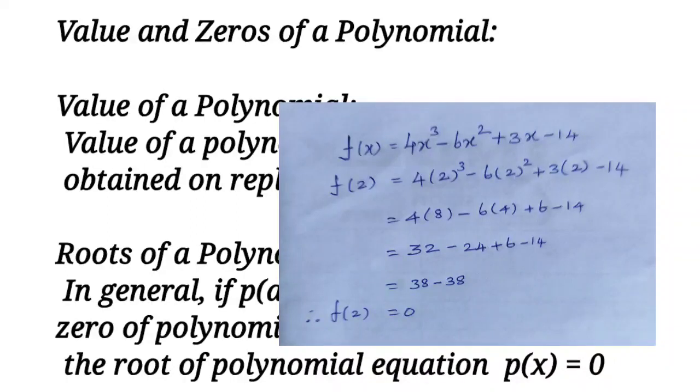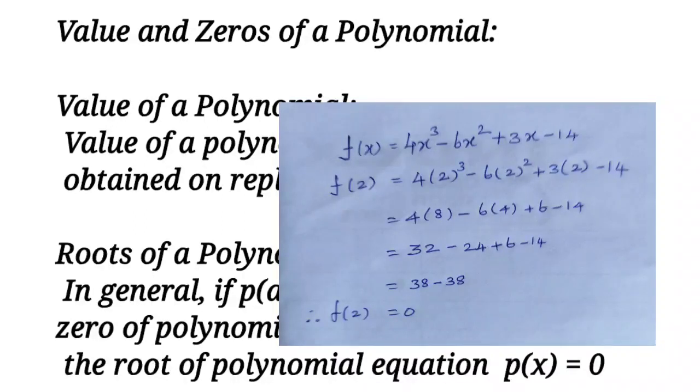f of x is equal to 4x cube minus 6x squared plus 3x minus 14. Here x is equal to 2. Then f of 2 is equal to 4 into 2 cube minus 6 into 2 squared plus 3 into 2 minus 14. Then 4 into 8 minus 6 into 4 plus 6 minus 14.